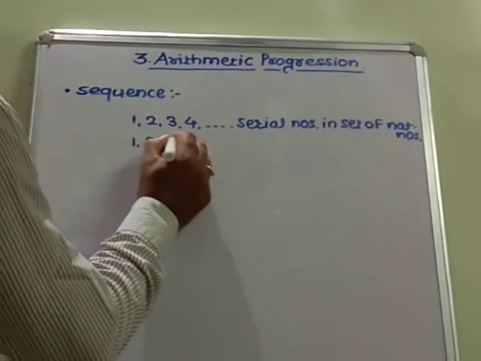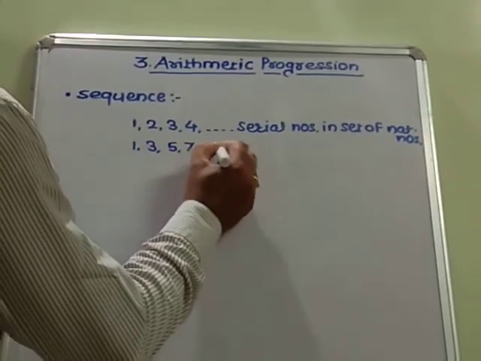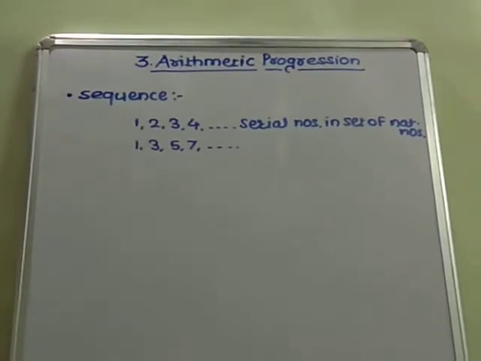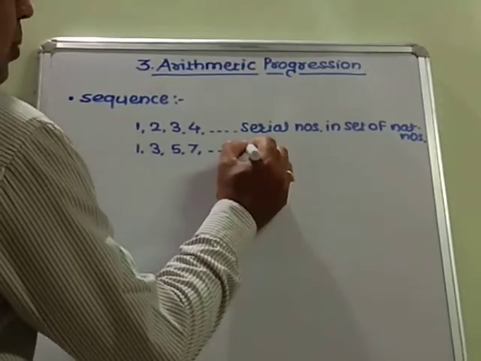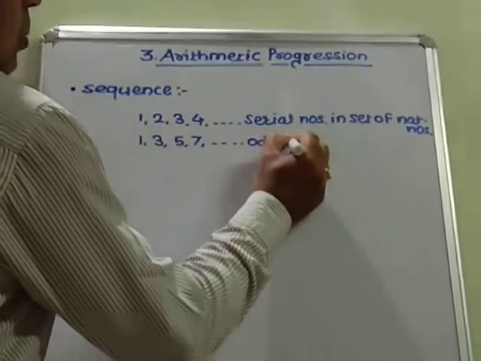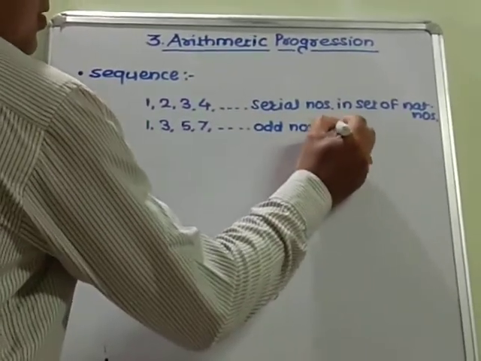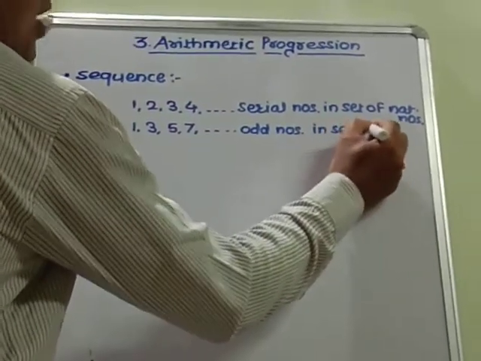Then 1, 3, 5, 7, ... What is this? Odd numbers in the set of natural numbers.